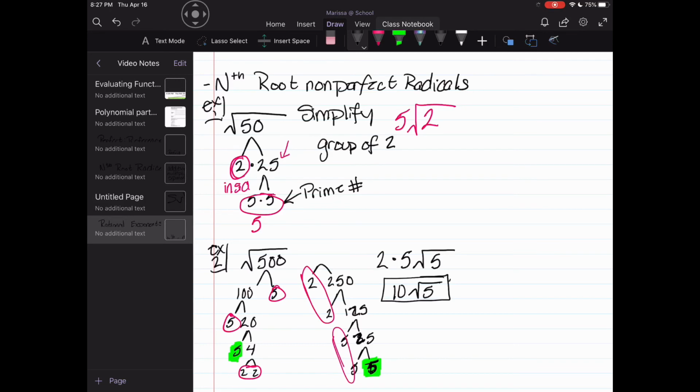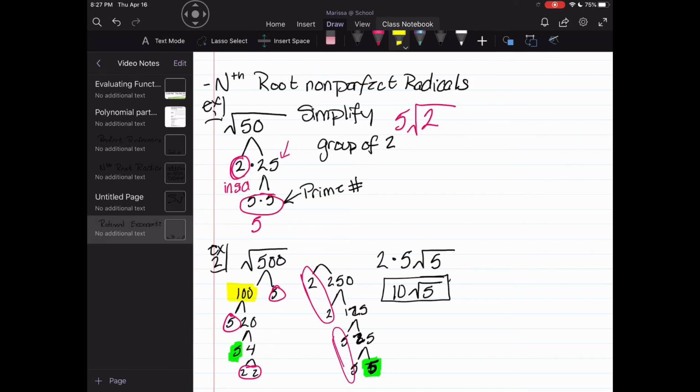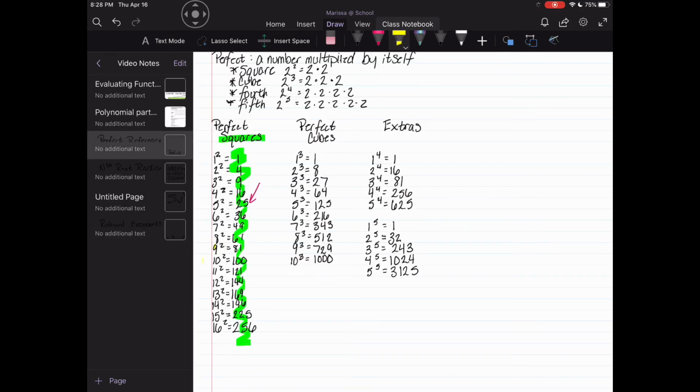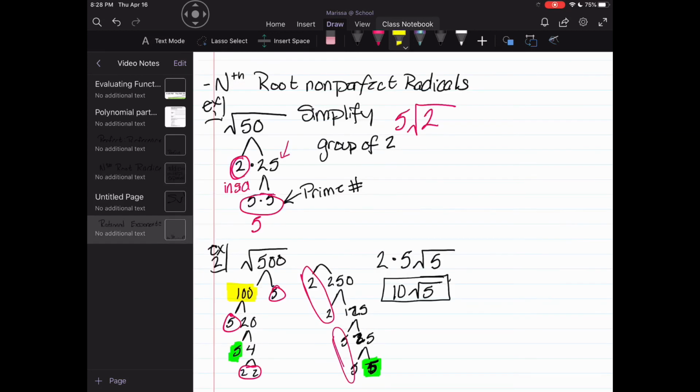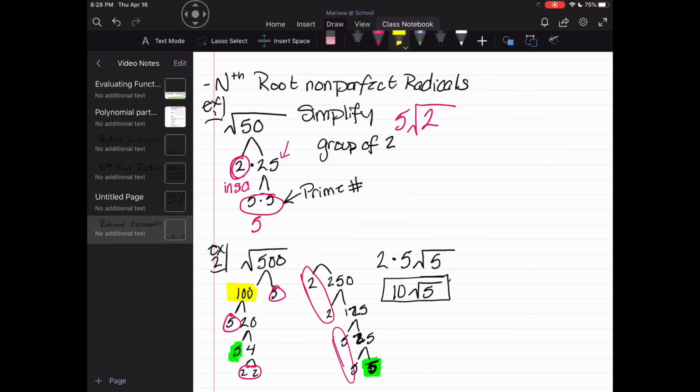Another thing I could have done, I know that 100 is on my list of perfect squares. It's right here. And then I could go back and look and say, okay, what number maybe on the other column is in the perfect squares? So is 250 in here? 250 is not in there. So if I keep going to the next one, I could say, oh, but 25 is in there. And I know 25 is 5 times 5.